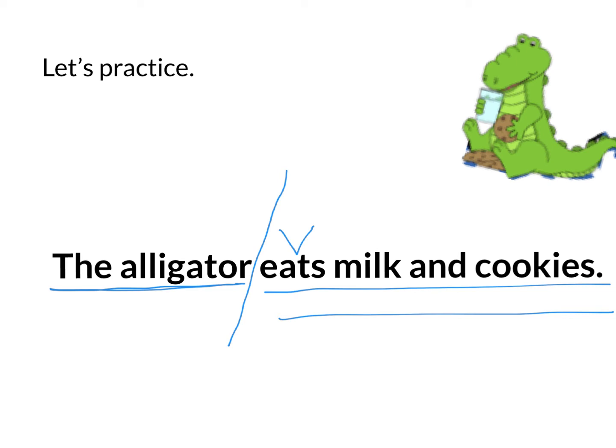Okay, so everything before the verb with one line was our complete subject. It's the who or what of the sentence. Yes, the alligator. Starting with the verb till the end punctuation mark gets two lines. Eats milk and cookies is our complete predicate. Does eats milk and cookies tell us what the who or what did? Yes. What did the alligator do? What did the subject do? Well, the subject's the alligator, and what did he do? He eats milk and cookies.